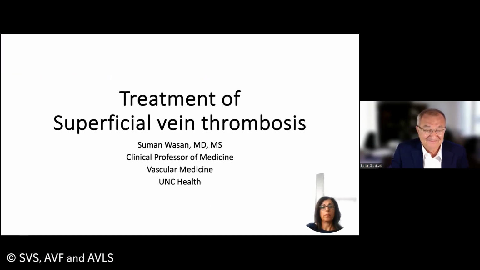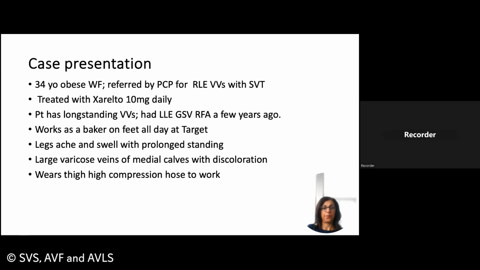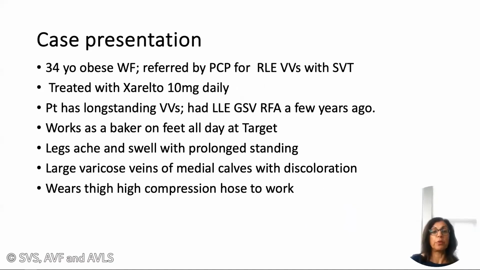Good evening. As discussed, I'm going to talk about the treatment of superficial vein thrombosis and the guidelines. Here are my disclosures. Let's start with a case. This is a 34-year-old obese white female referred by her primary care physician. She had long-standing varicose veins and had a left lower extremity great saphenous vein ablation a few years ago on the other side. She works all day as a baker on her feet at Target.